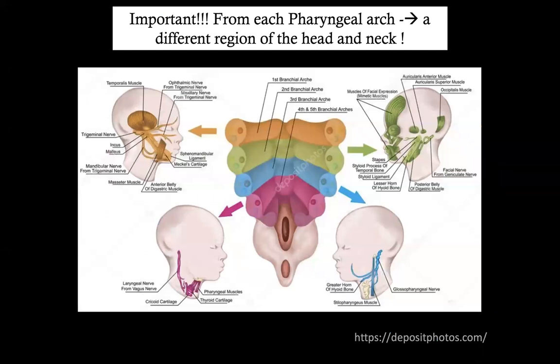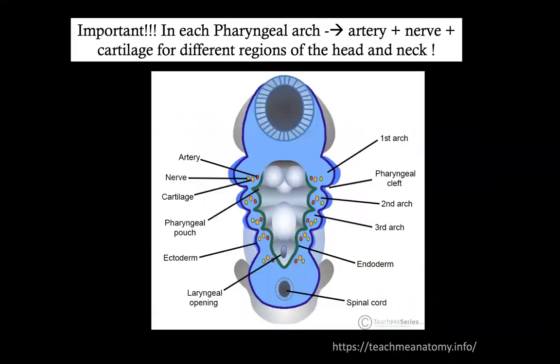Important, from each pharyngeal arch, a different region of the head and neck develops. And I will try to show you how this will develop and what are the important parts that develop from there. Another important thing, every arch includes artery, nerve, and cartilage that will form, respectively, vascularization, innervation, and bone and muscles.